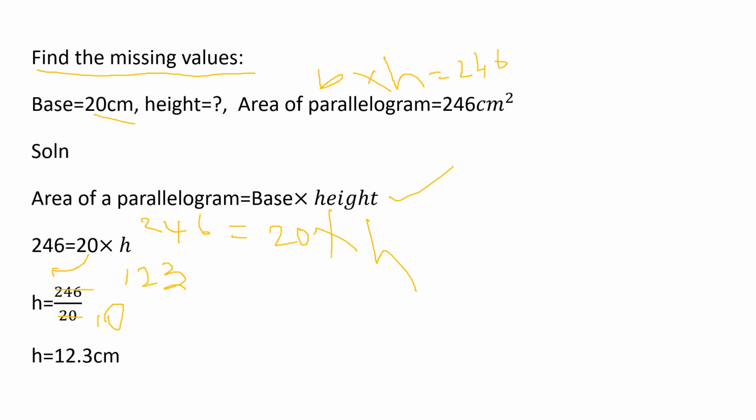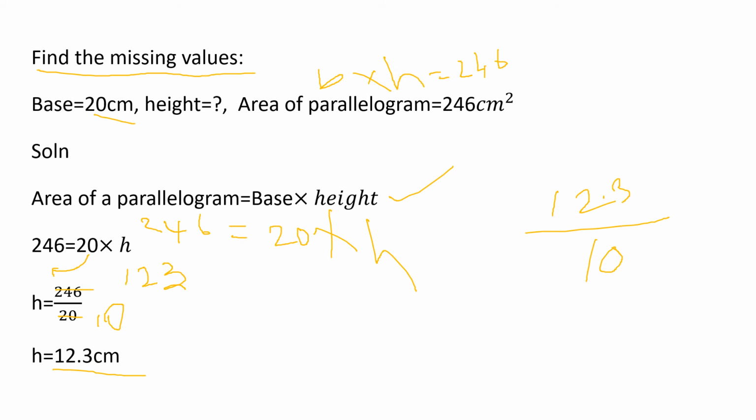Now 123 divided by 10. If you have already learned in smaller classes, if it is dividing by 10, 100 or 1000, how many zeros are there in the denominator? Only one zero. So count from the ones place and put the decimal point. So we are getting 12.3 centimeters. So height we got 12.3 centimeter.